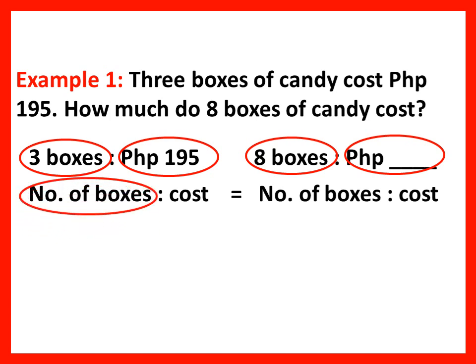Again, the first term of the proportion is the number of boxes, which is also the antecedent of the first ratio, and that would also be the antecedent of your next ratio. Also, the second term of the first ratio is the cost, therefore the second term of the second ratio is also the cost. Again, be careful of the arrangement of your terms.